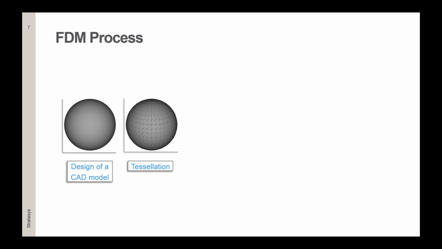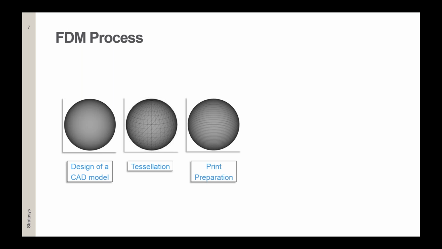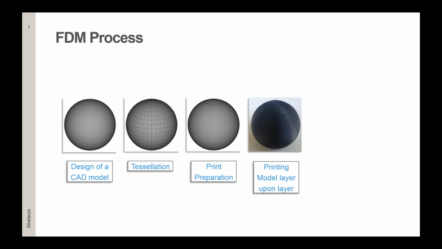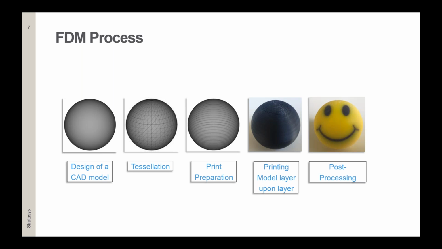So next, first of all, we will speak a little bit about the FDM process, and it is important to think about every step in the FDM process already when designing the CAD model. So you can save time for everyone involved in this process. As a next step, after designing a CAD model, you have a so-called tessellation. We will jump into it a little bit later. Then we have the next step, print preparation, which is done by the software. Next step, we have the printing of the actual model layer by layer. And the last step, but not least, is post-processing.